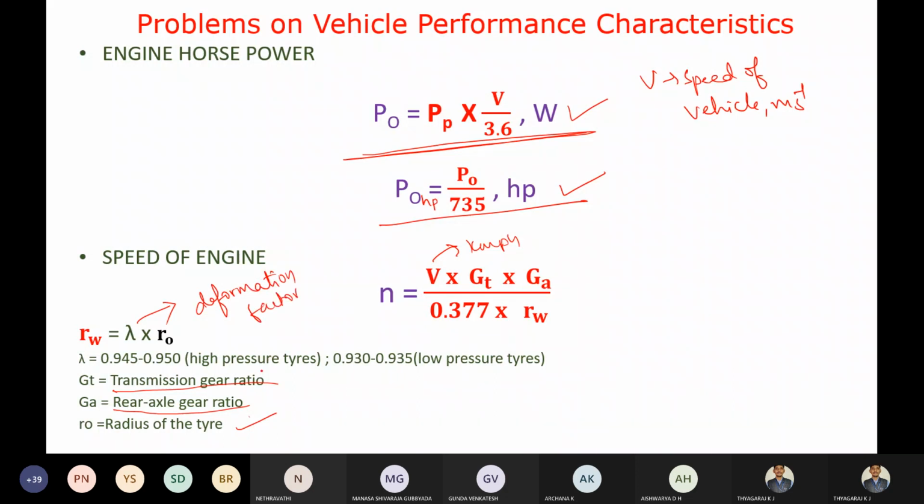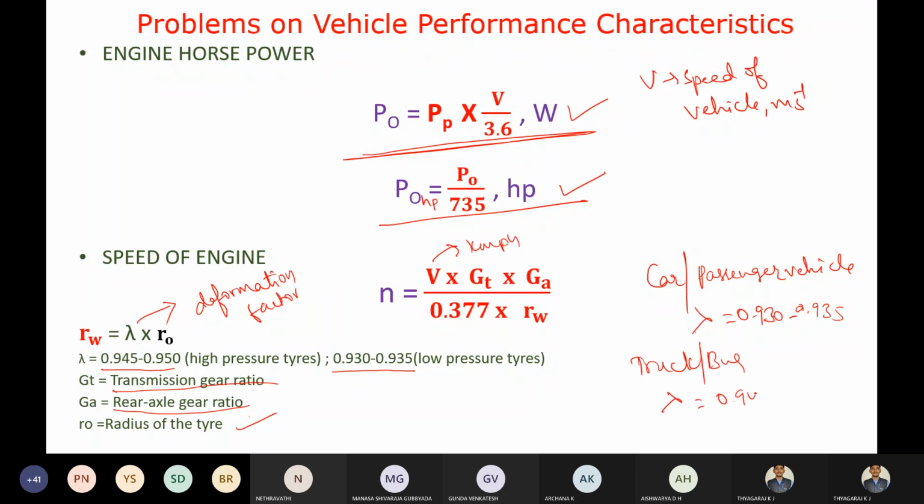If the pressure of the tire is high, you have to assume this one. If the pressure of the tire is low, you have to assume this one. For a car and a passenger vehicle, we can assume lambda is equal to 0.930 to 0.935. If it is a truck or bus, we can assume lambda as 0.945 to 0.950. So kindly note down.